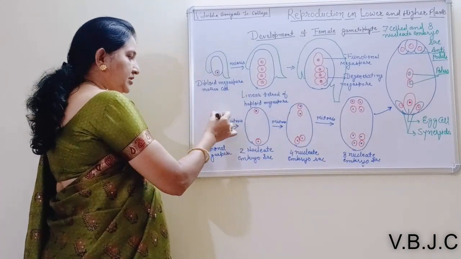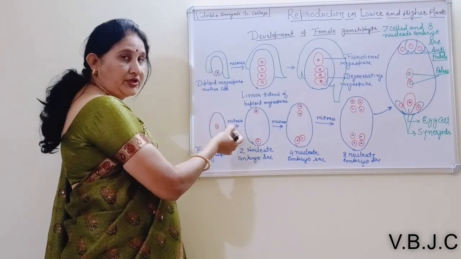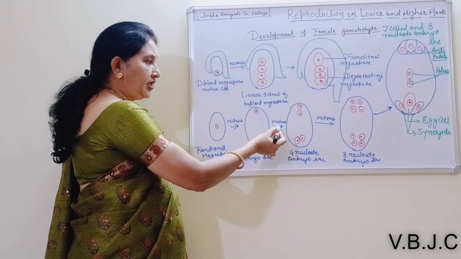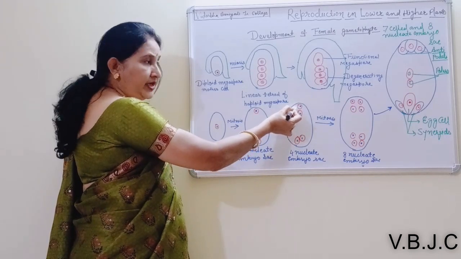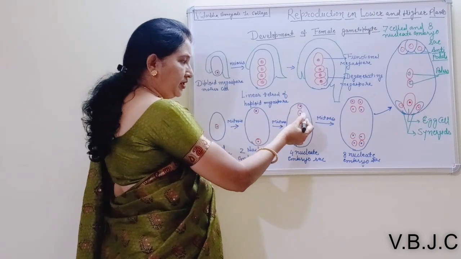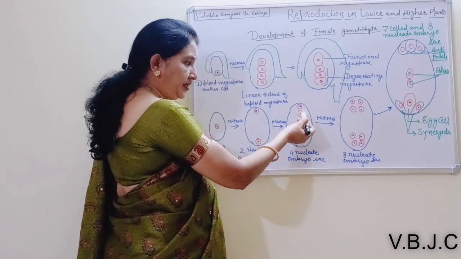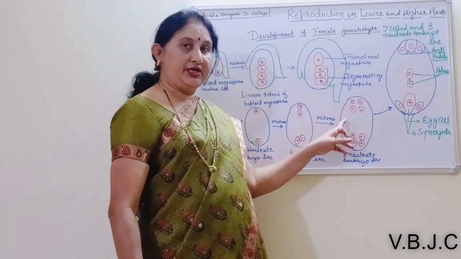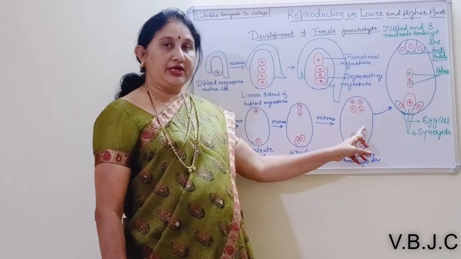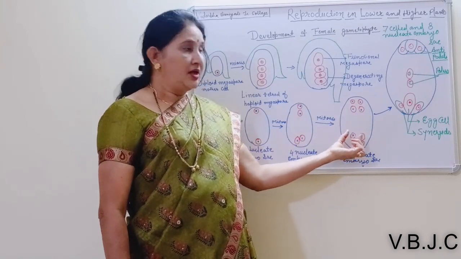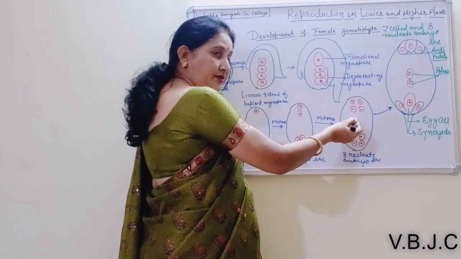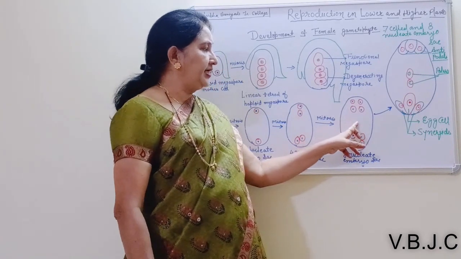This functional megaspore divides mitotically to produce 2 nuclei, and these nuclei again divide mitotically, so now 2 nuclei are present at the chalazal end and 2 nuclei at the micropylar end. These nuclei, from opposite poles, again divide mitotically to produce 8 nuclei. Now 4 nuclei are present at the chalazal end and 4 nuclei at the micropylar end. From the 2 opposite poles, one cell from each pole comes close to the other and they are arranged at the center of the embryo sac.